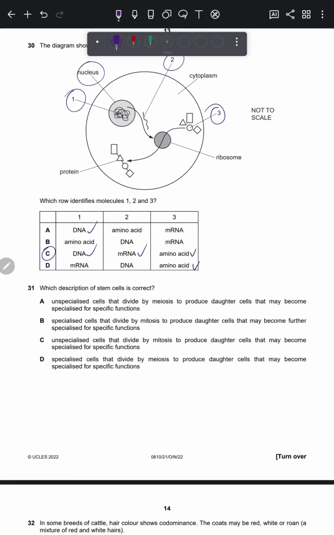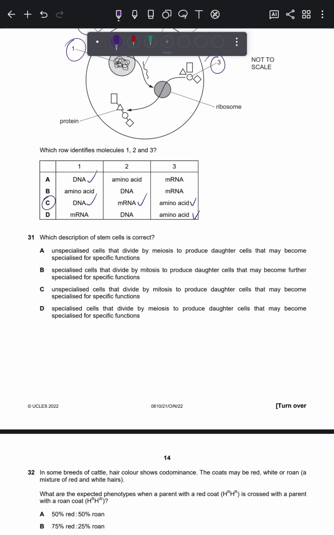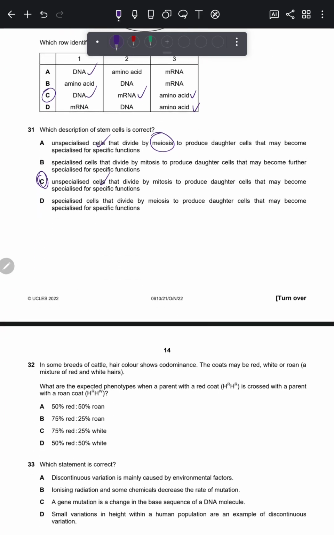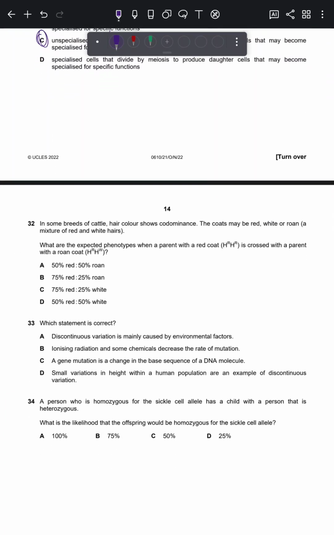Okay, 31. Which description of stem cells is correct? Stem cells are cells that can become specialized to any function. So initially they are unspecialized cells, and they divide by mitosis to produce daughter cells that can become specialized for a specific function. So it must be C. I don't think they divide by meiosis, because meiosis is only used to produce gametes, which stem cells are not for.